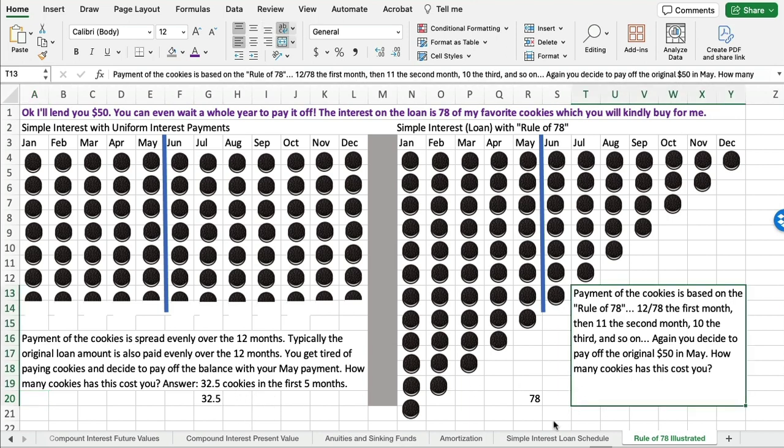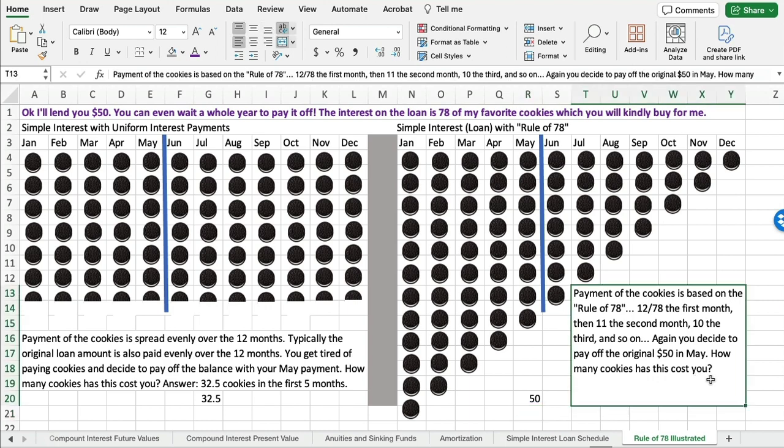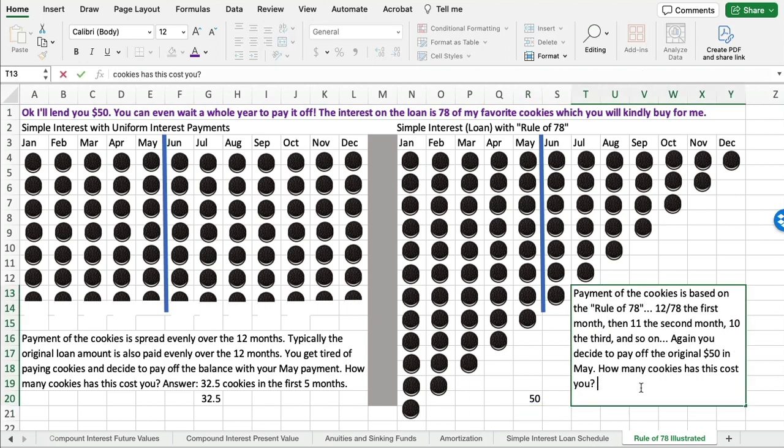What about over here? Under the rule of 78, we would have to add up. First we paid 12, then we paid 11, then 10, and then 9. So 12, 11, 10, 9, and then in the 5th month we paid 8 cookies. So 12 plus 11 plus 10 plus 9 plus 8 cookies all together is what you paid me by the end of May. So how many cookies did that cost you under the rule of 78? 50 cookies.